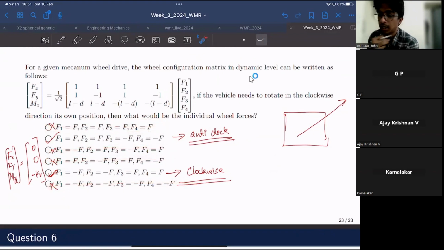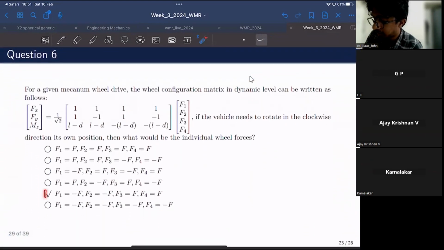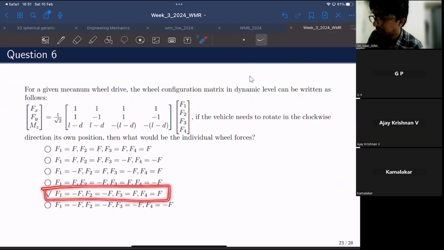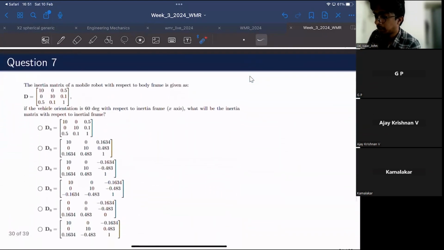I understand. Yes, sir. So that is indeed the option. What you said is correct actually. This is indeed the clockwise answer. And this is a numerical problem. The inertia matrix of a mobile robot with respect to the body frame is given as so and so. And if the vehicle is oriented at 60 degrees with respect to the inertial frame, what is the inertia matrix with respect to the inertial frame?